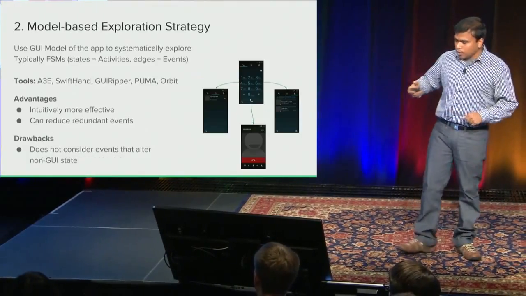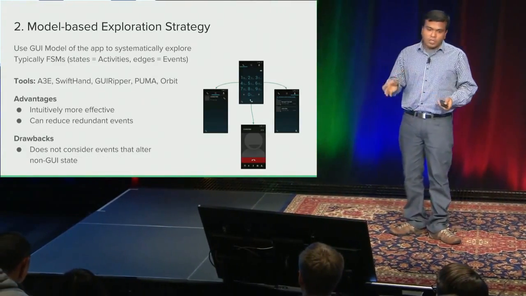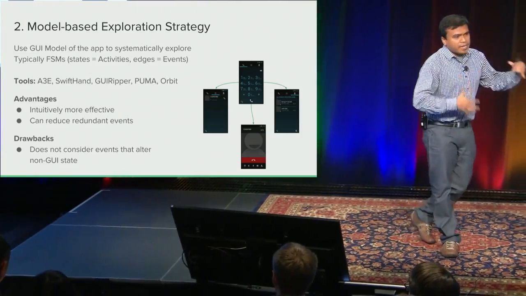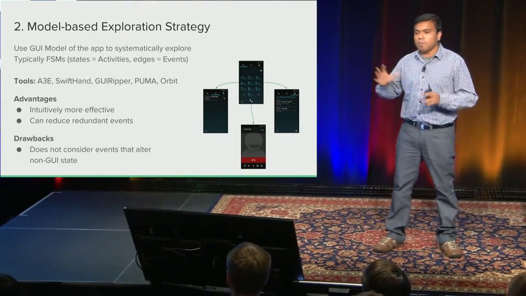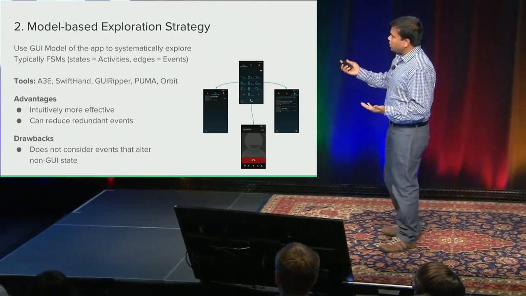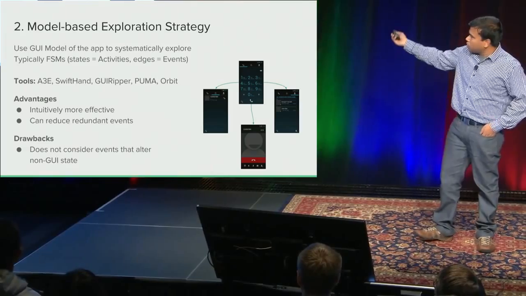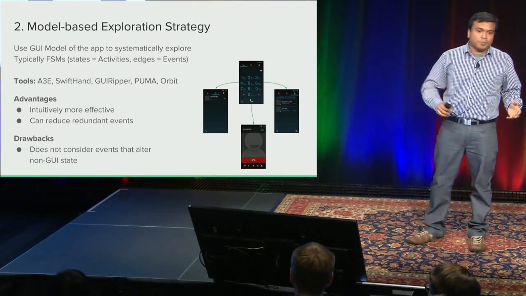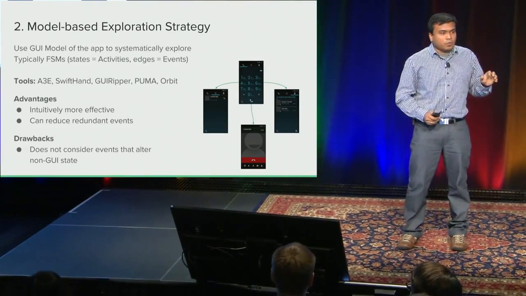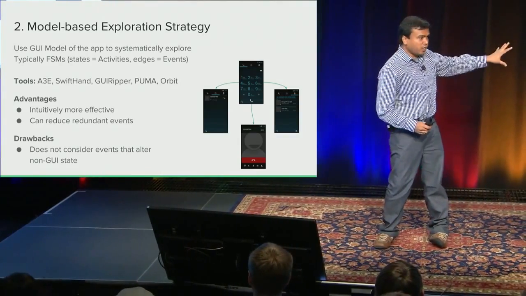Now let me talk about the second strategy, which is the model-based exploration strategy, right? As these tools explore your application, they'll build a model of the application, right? This model is typically GUI-based, and an example of this model is shown on the right-hand side for the dialer application, right? This is the graph-based model where the states are different GUI screens, right?